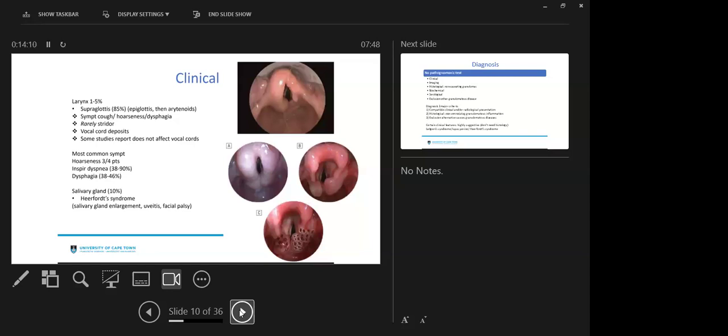Other relevant areas are salivary gland sarcoid. Here we're talking about Heerfordt syndrome, which is salivary gland enlargement, uveitis involving the eye, and even a facial palsy. The images on the right show different appearances of a sarcoid larynx. I find it easier to look at images because this is what we do all the time: we scope patients. If you see any of these, although they could be other pathology, it should prick your alarm bells.